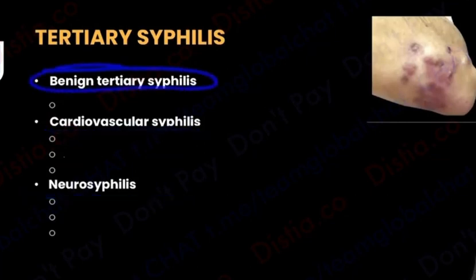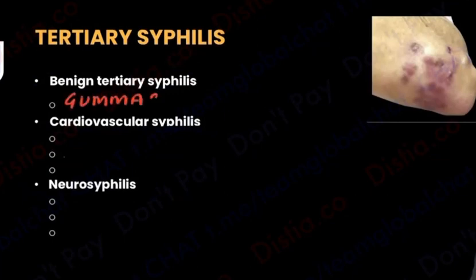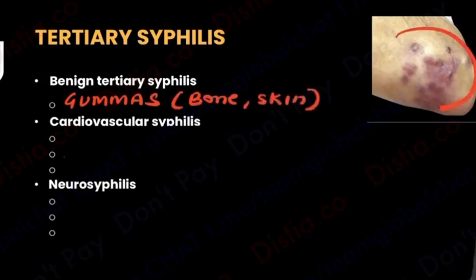Number 1, there is benign tertiary syphilis. Benign tertiary syphilis means this results in the formation of gummas. Gummas are seen in the bone and the skin. You can see these gumma lesions over here.